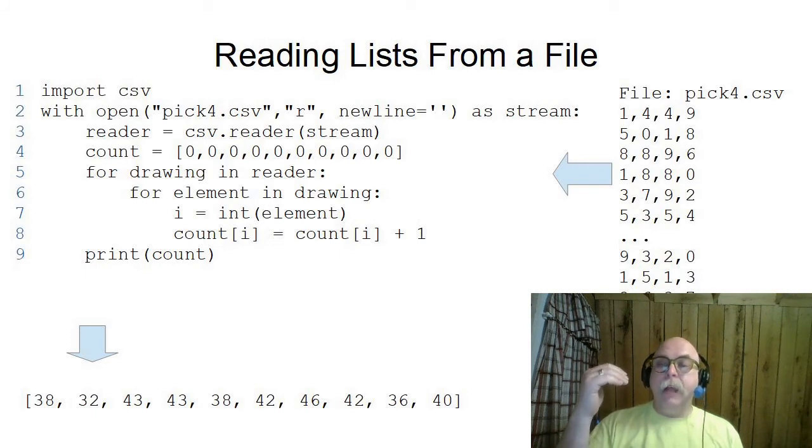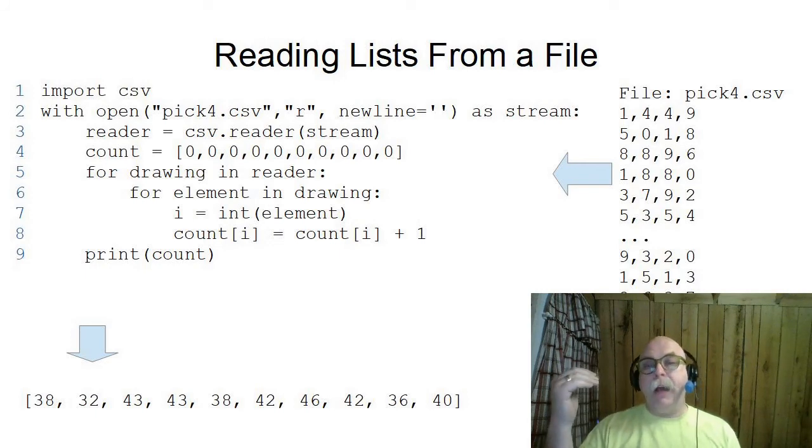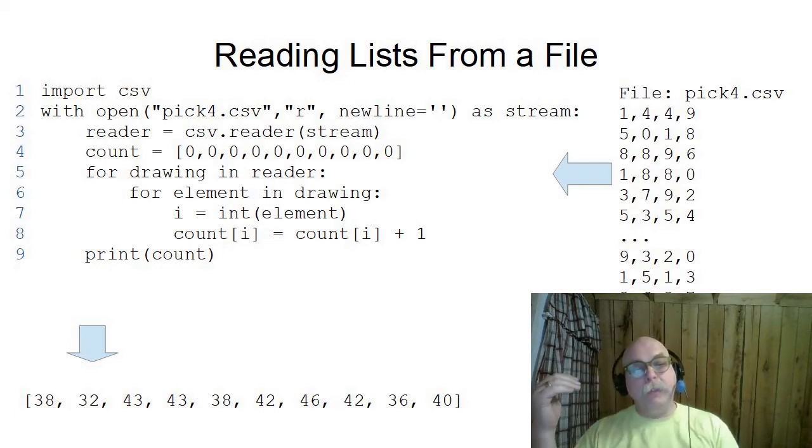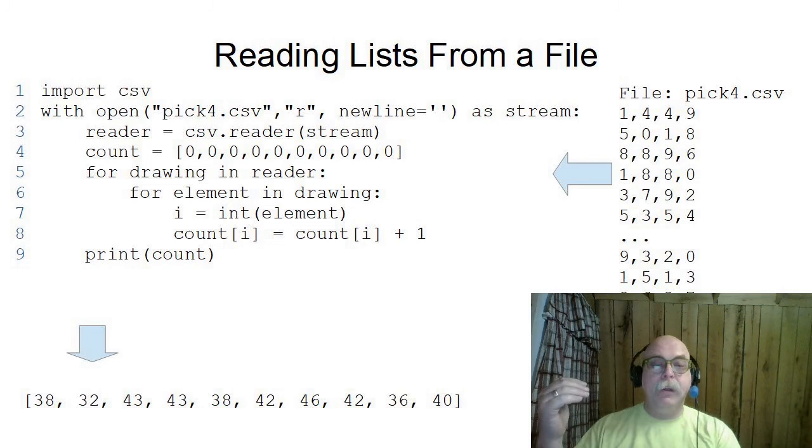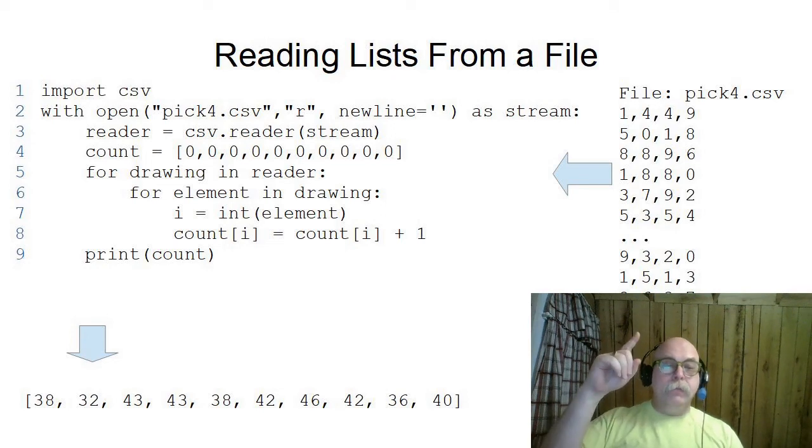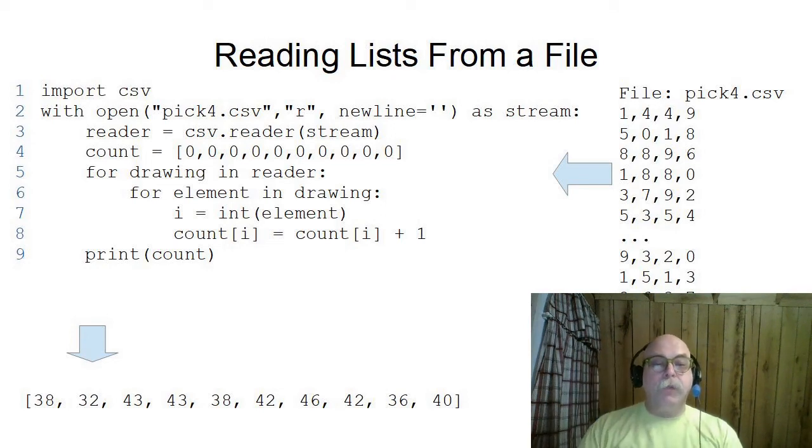And then at the very end, I print out the count. And on line 10, if there was a line 10, we would have indented all the way out of the context manager. The with would have closed the file, but the file closed at the end of the program. So there's an example of reading a list of numbers from a file.